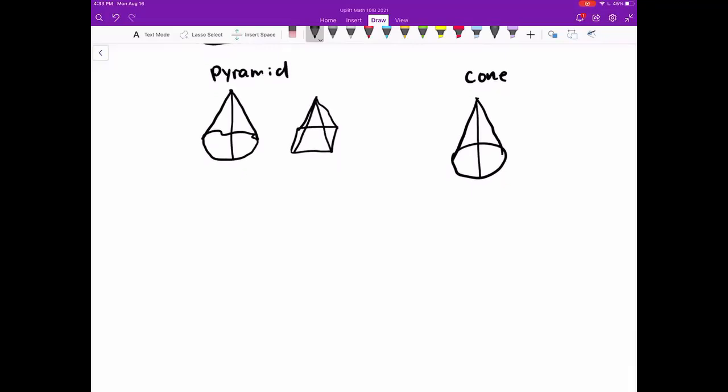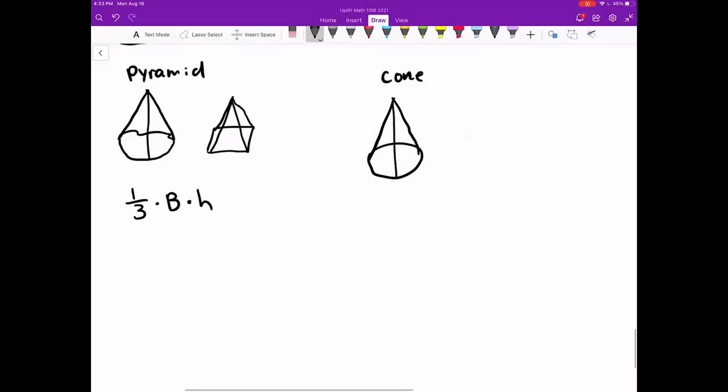Okay, so the volume for a cone is just 1/3 of the volume of a prism if it had that base. So 1/3 times the base times the height. So for example, the volume of this cone is 1/3 of the volume of the prism if it had the same base. So this part is equal to 1/3 of the total volume.